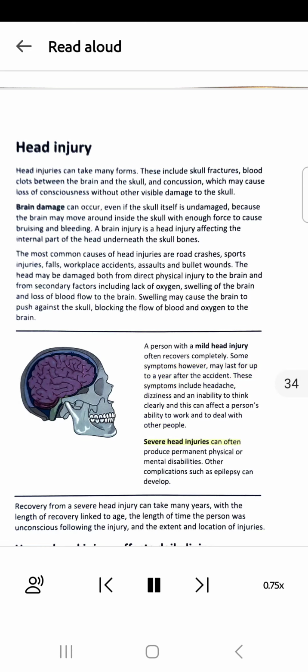Severe head injuries can often produce permanent physical or mental disabilities. Other complications such as epilepsy can develop. Recovery from a severe head injury can take many years, with the length of recovery linked to age, the length of time the person was unconscious following the injury, and the extent and location of injuries.